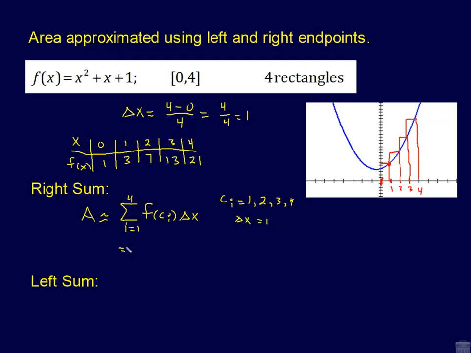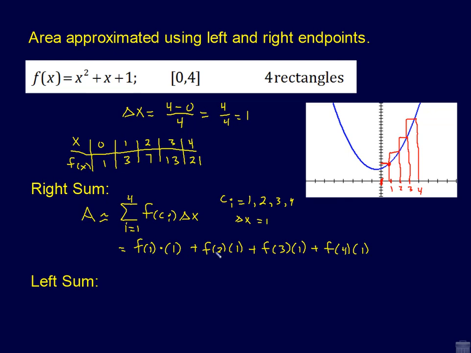And so I'm literally going to write out the sum and then just add the numbers together. So the first rectangle is between 0 and 1. I'm using f of 1, and then the delta x is 1. The second rectangle, the height of it is f of 2, and the width is 1. The third rectangle, the height is f of 3, and the width is 1. And the fourth rectangle, the height is measured at 4, f of 4, and the width is 1.